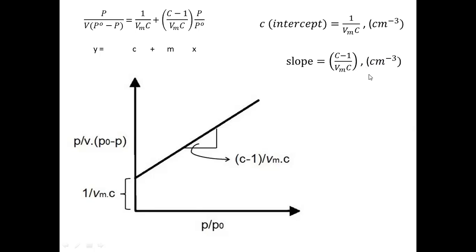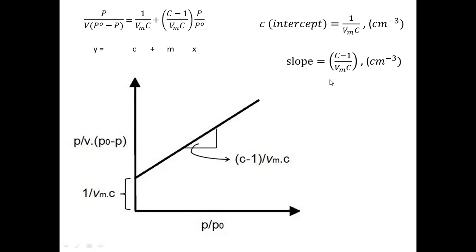Actually, this is the inverse of the volume, because 1 and C are constants, and when you take the volume in centimeter cube, 1 over V will be per centimeter cube, and in a similar way, all these are constants, and for 1 over Vm the unit would be per centimeter cube.